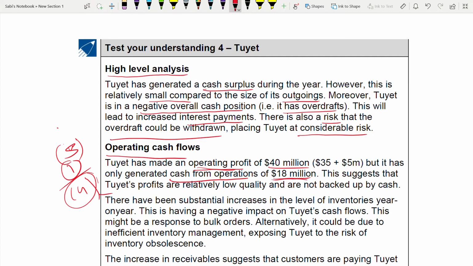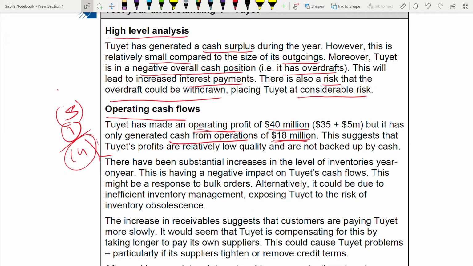So what does this suggest? This is called analyze. You're not just giving the figure, you're giving the reasons behind it. You are adding value to that. So this suggests that profit is very low quality and it is not backed up by cash. Why? Because profit is 40 and cash is just 18, which is very small, not even 50% of the profit is cash. So the quality of profit is not good enough, it's low quality. This operating cash flow talks about the quality of the profit basically.